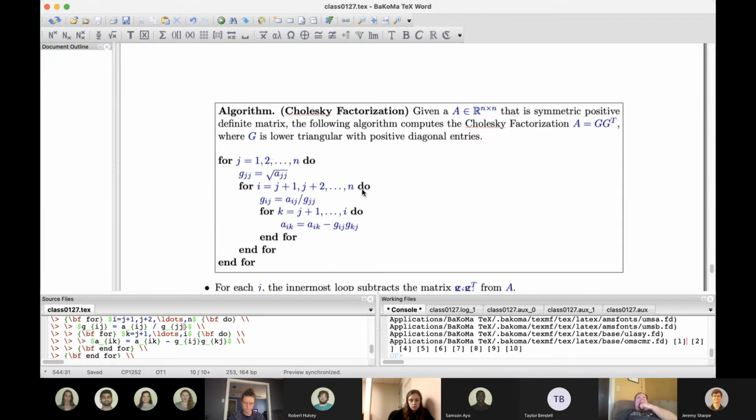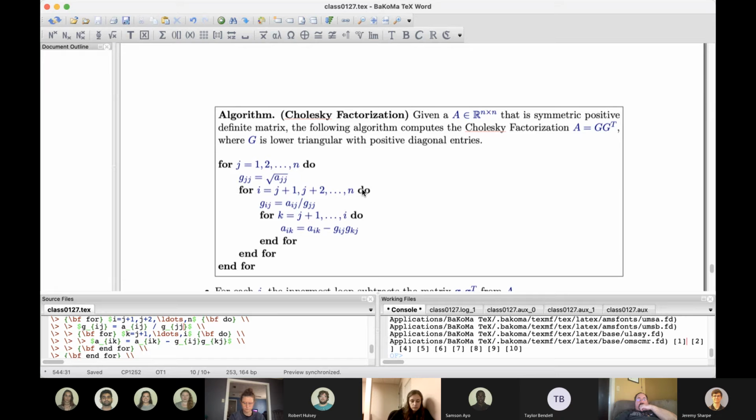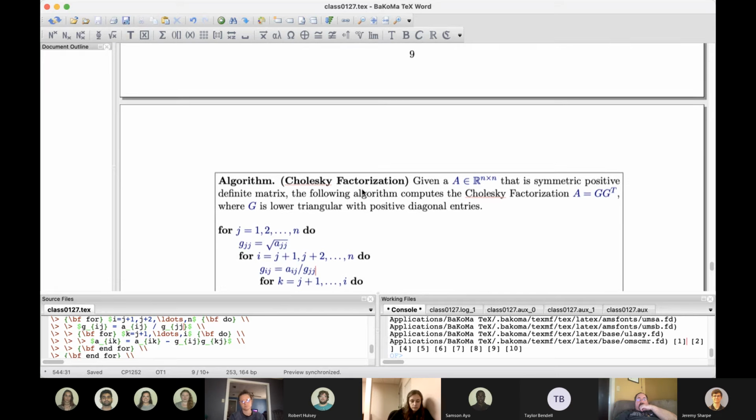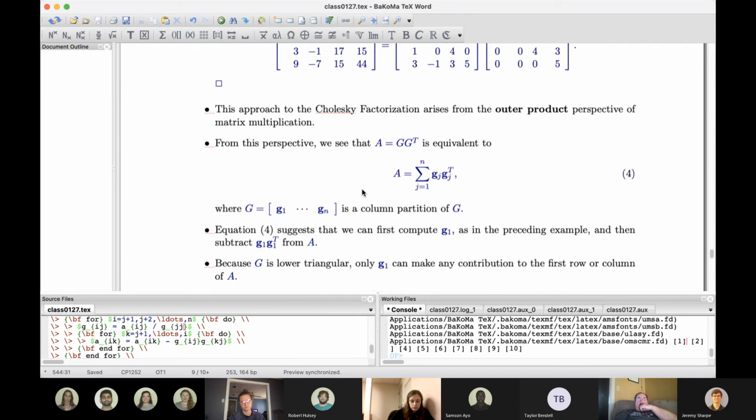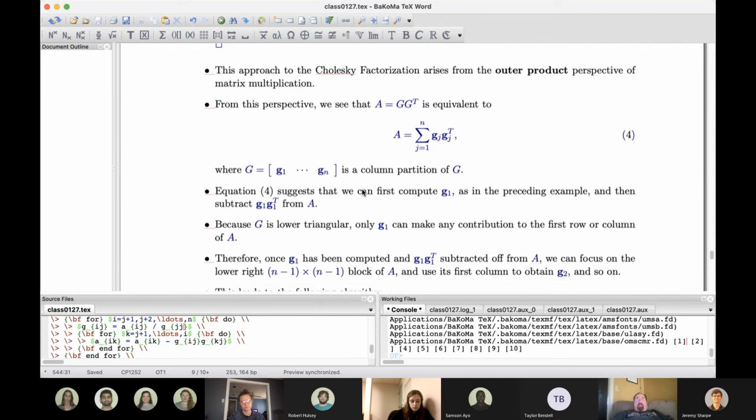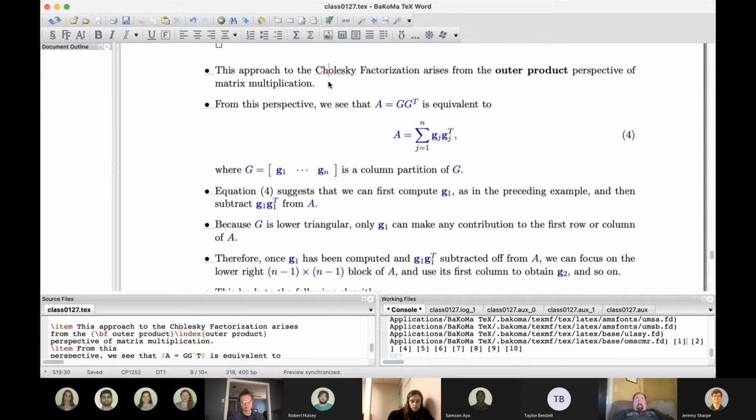Now, I want to show you what this means in terms of what are called outer products, which is likely something that you haven't seen before. Okay, so I'm going to fill in some extra material here.